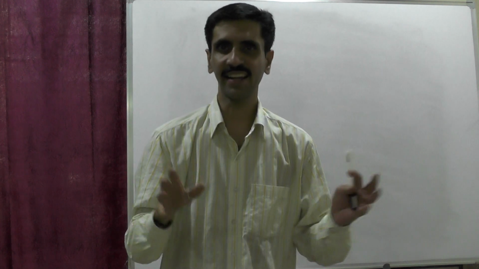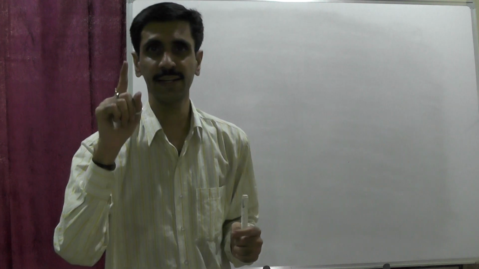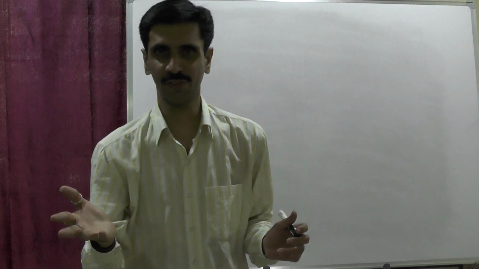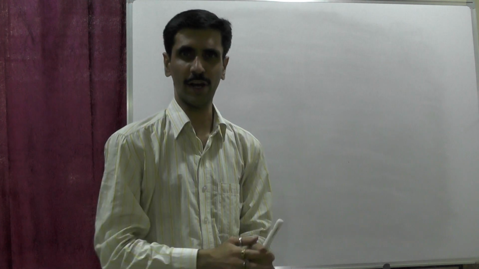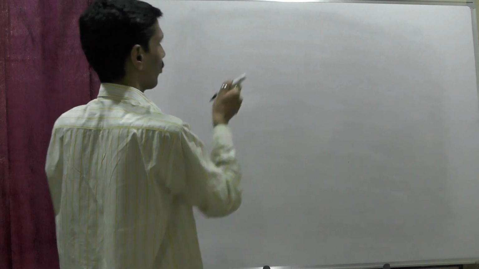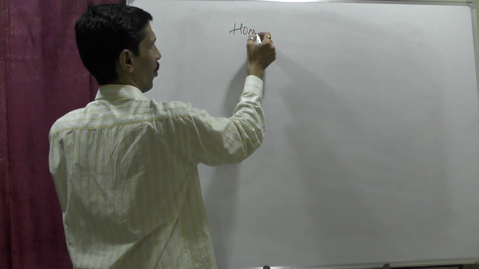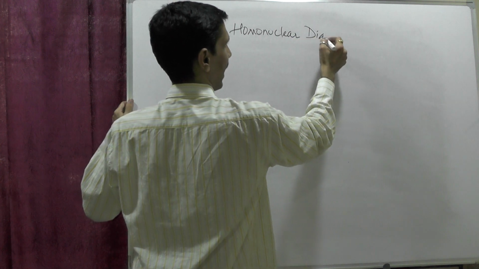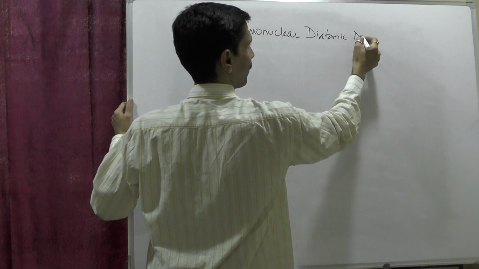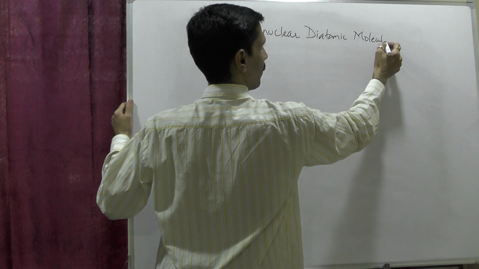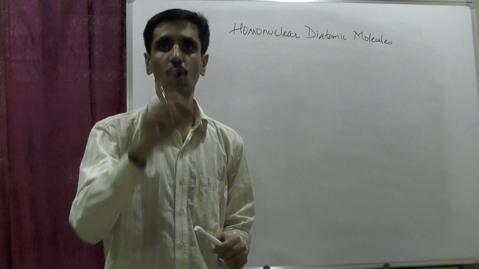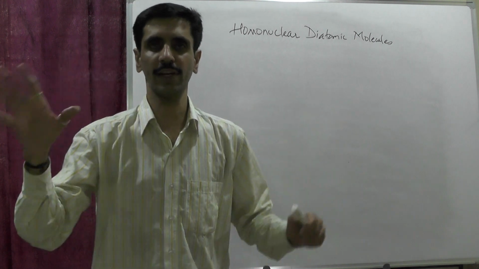Now in the previous video, I had explained the basics, the essentialities of molecular orbital theory. Now in this video, we are going to discuss the applications. We are going to apply this molecular orbital theory to the simplest, and that is homonuclear diatomic molecules. Right, so we are going to apply this molecular orbital theory to these homonuclear diatomic molecules.